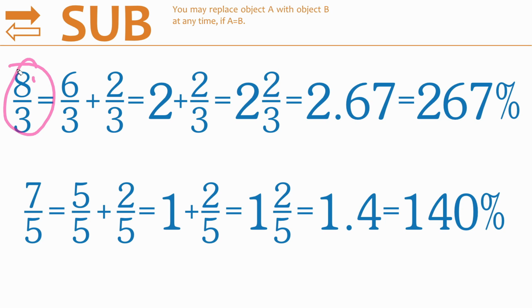We can start with a fraction. We can then slowly pull it apart. 8/3 is the same as 6/3 plus 2/3, which is the same as 2 plus 2/3. And then we can shorten it.